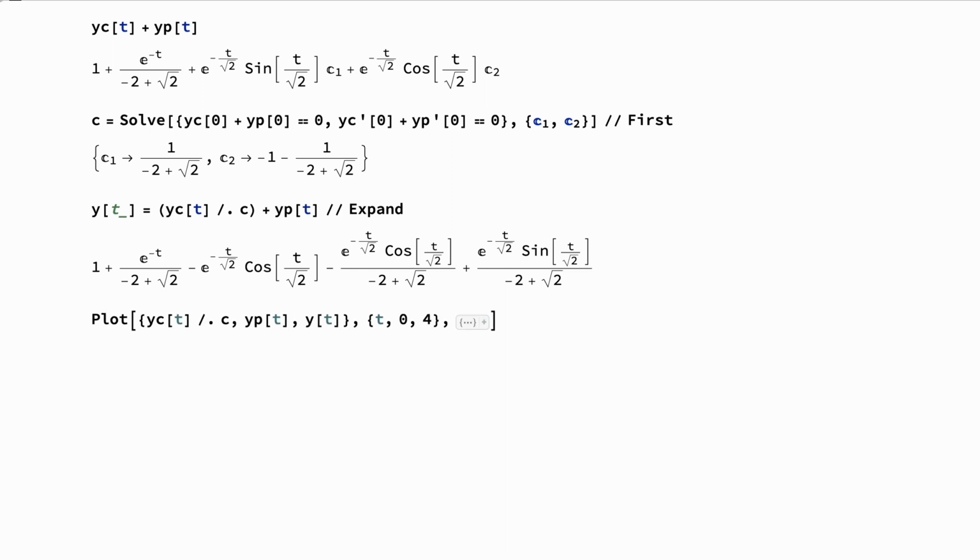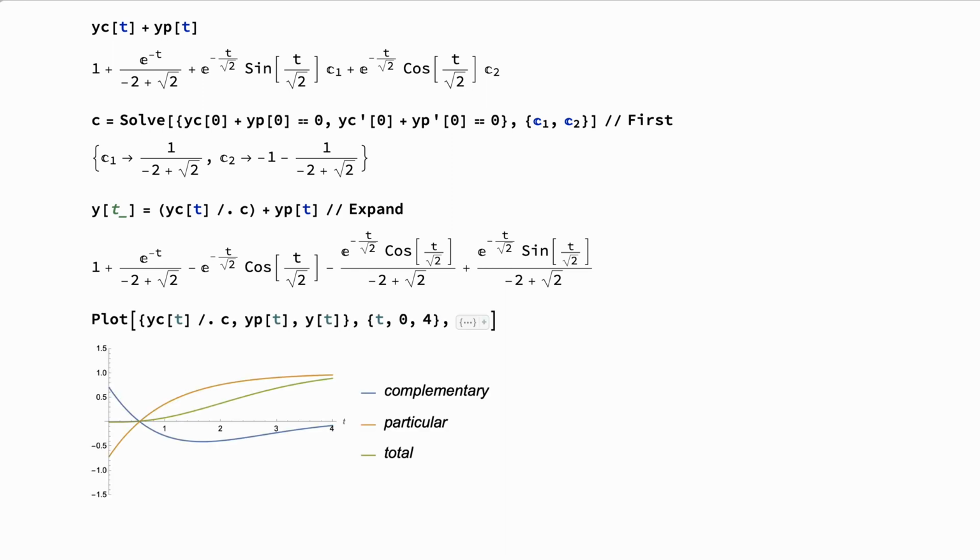We can also plot these solutions to see how they change over time. The complementary solution starts from some positive value. It goes to 0 after a while. The particular solution increases exponentially until it reaches 1. And the total solution is the sum of these two solutions.